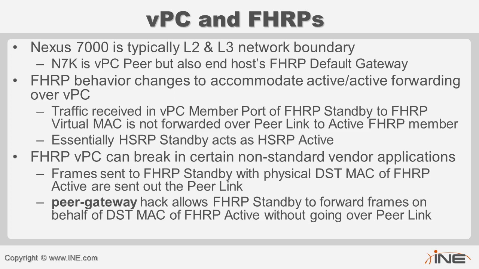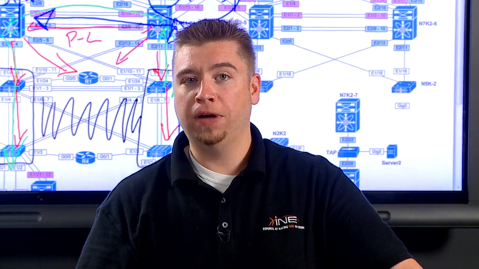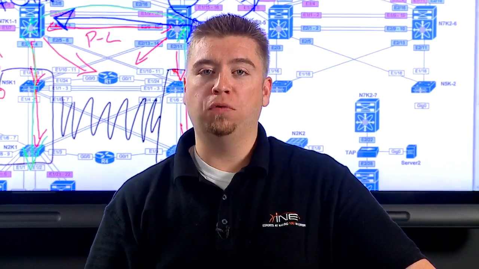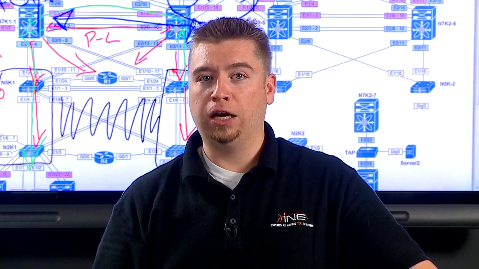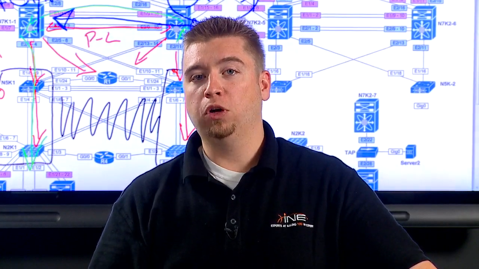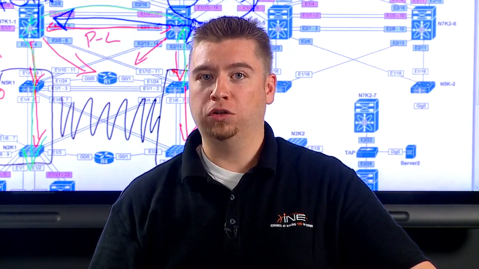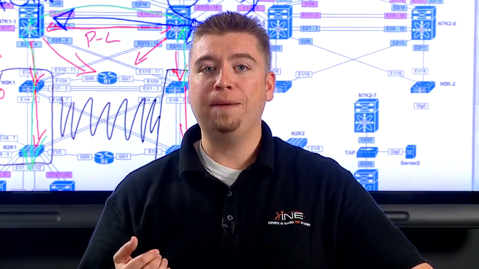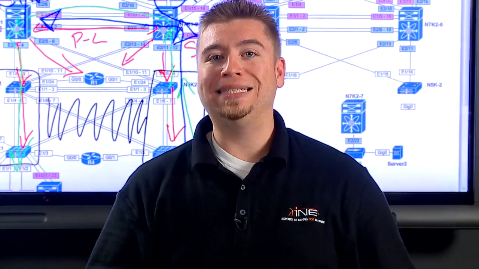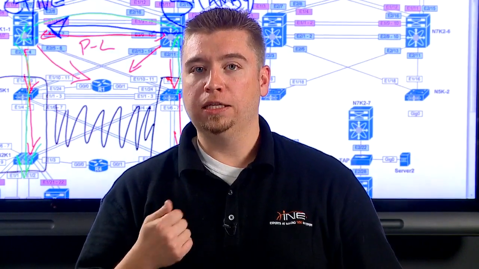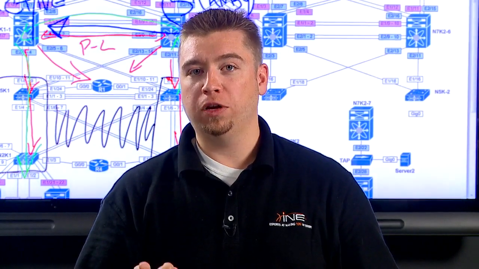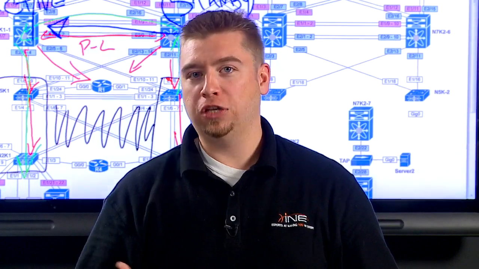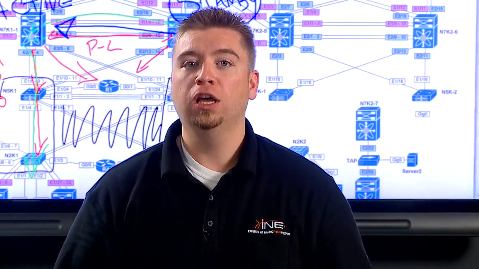The result of the peer gateway is that the VPC secondary, which is typically also the HSRP or VRRP secondary, so the standby device, is going to proxy for not only the virtual MAC address of the primary device, but also the physical MAC address of the primary device. So in that case, if a frame comes in to the secondary VPC peer, the destination MAC address is the primary peer, but the IP destination is not the primary peer.